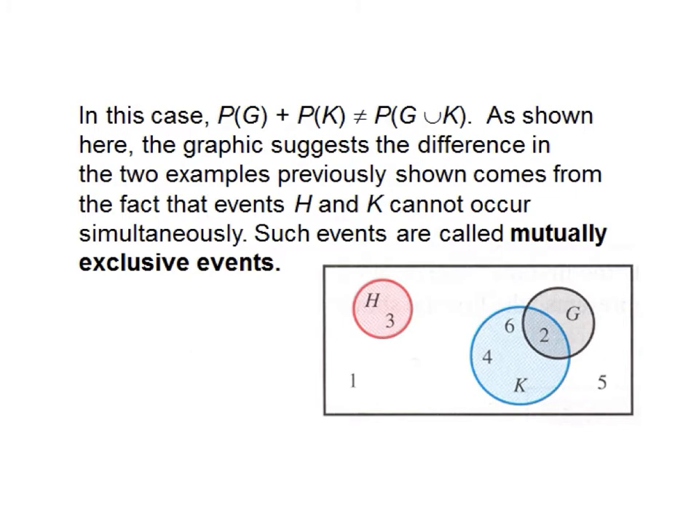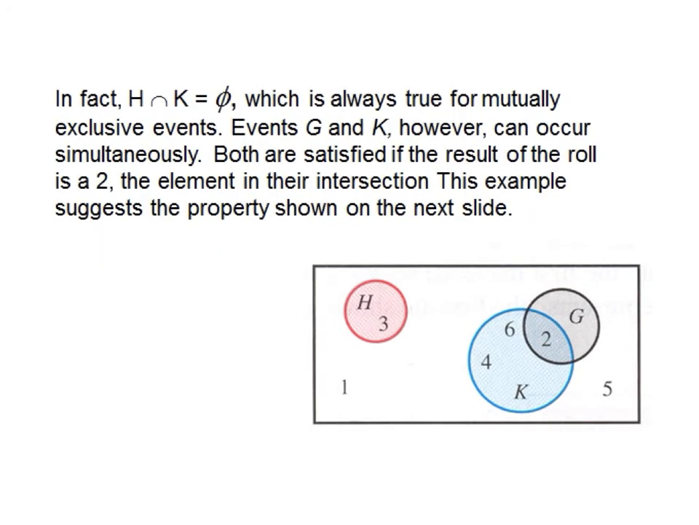So here are some common examples. Here's event H, here's event K, and there's event G where it overlaps. H and K can't occur simultaneously because K is even numbers and H is 3. So that's called mutually exclusive. They cannot occur at the same time. K and G can occur at the same time because we've got this 2 that overlaps them. So K and G are not mutually exclusive events. And one thing that's always true for mutually exclusive events is that there is no intersection between them. These will never ever overlap.